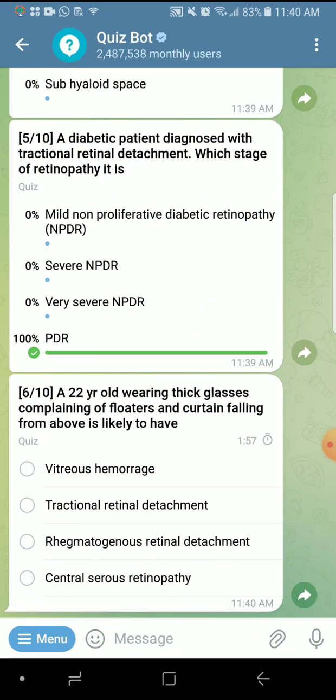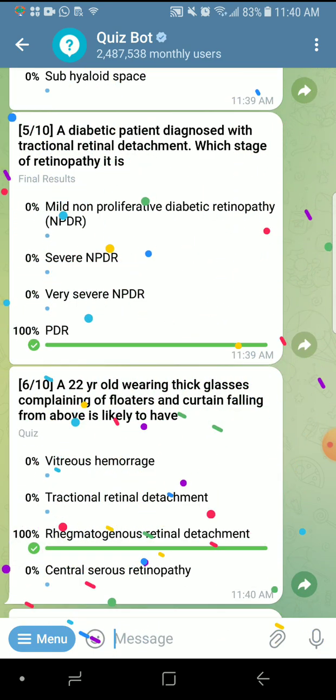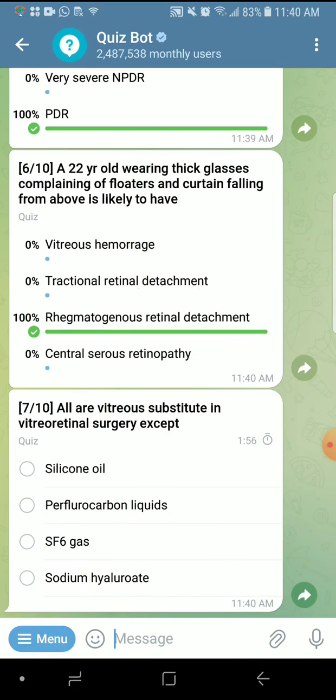A diabetic patient wearing thick glasses complaining of floaters and curtain falling from above means superior visual field defect. Means inferior part of the retina might be involved, and floaters means something is there in the vitreous. And I just told you, it has to be something in the vitreous like Schaffer's sign, and inferior retinal detachment is there, that is rhegmatogenous retinal detachment. And thick glasses means high myopia, and myopia has retina holes, lattice degeneration, that is thinning of the retina which can have holes from where the pigments can come into the retina.